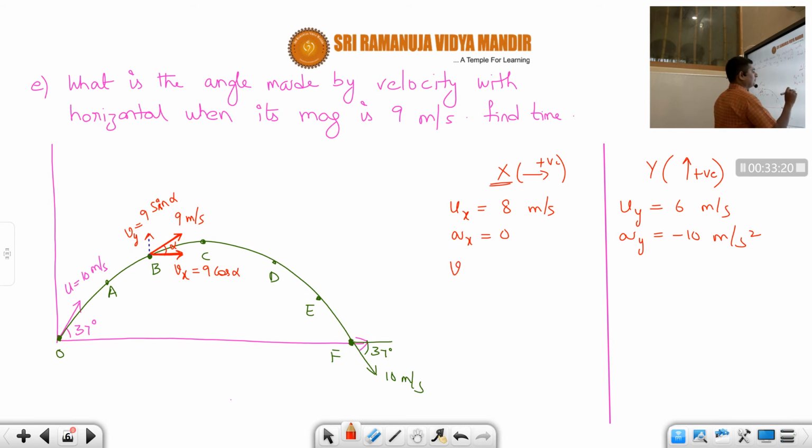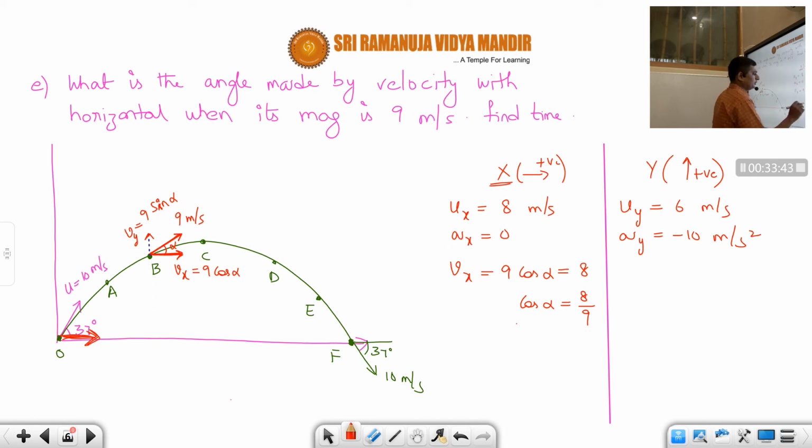Now after some time Vx is equal to how much, friends? We got 9 cos alpha. Now this 9 cos alpha will always be equal to the initial x component, correct or not? So that means this should be equal to 8. Therefore cos alpha is equal to 8 by 9.